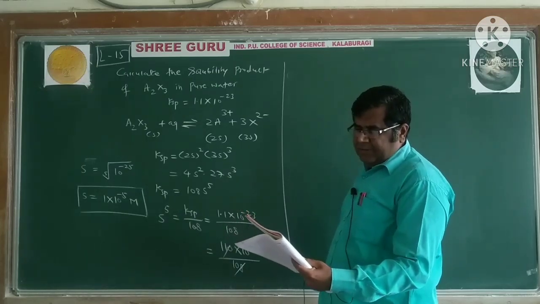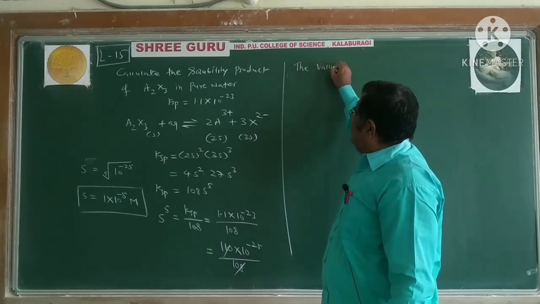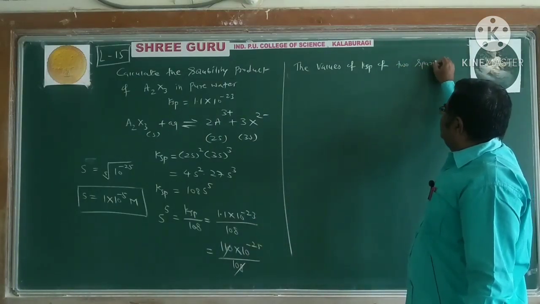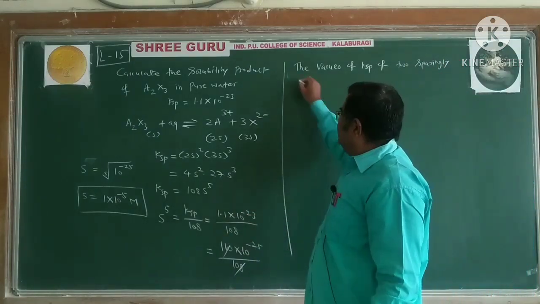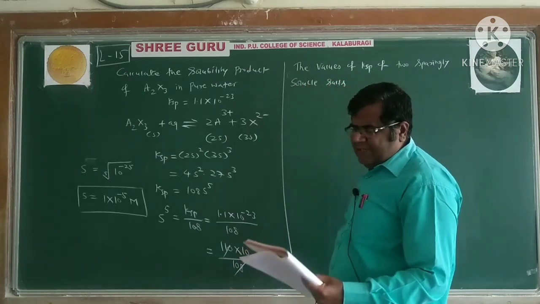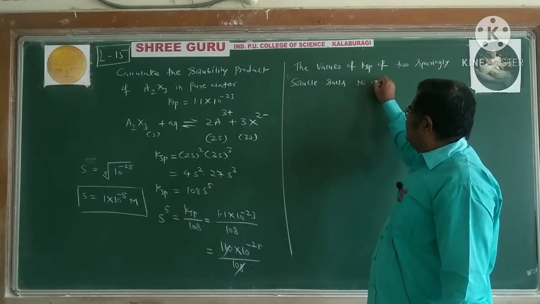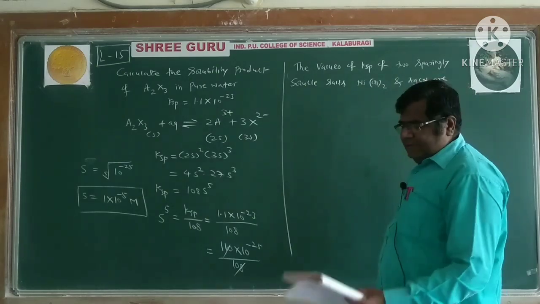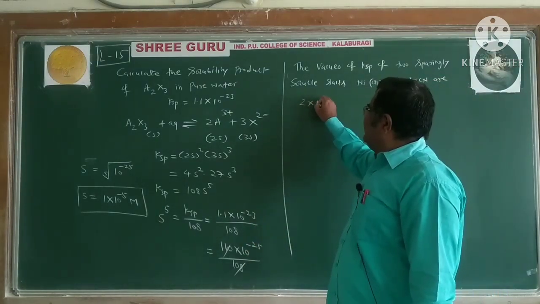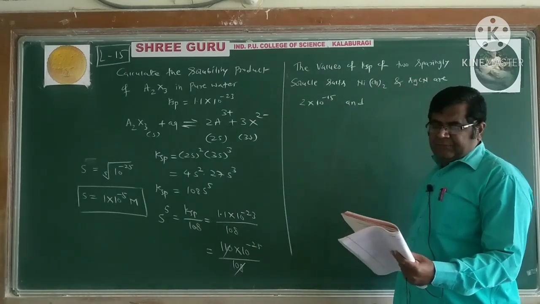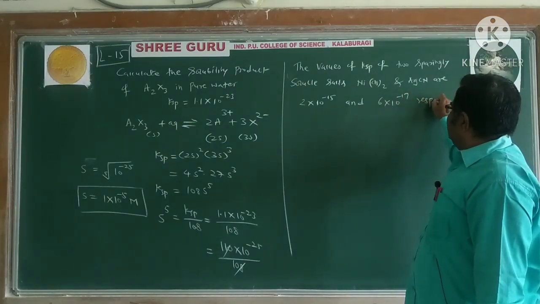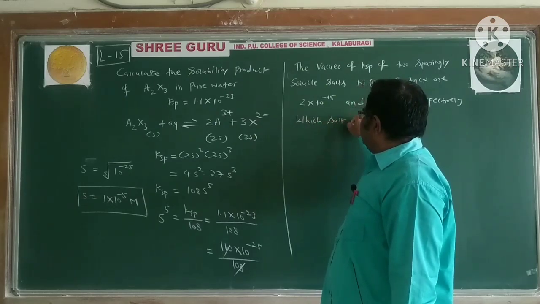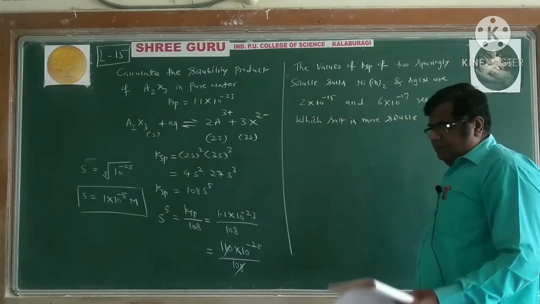The values of KSP of two sparingly soluble salts, nickel hydroxide and AgCl, are 2 into 10 raised to minus 15 and 6 into 10 raised to minus 17 respectively. Which salt is more soluble?